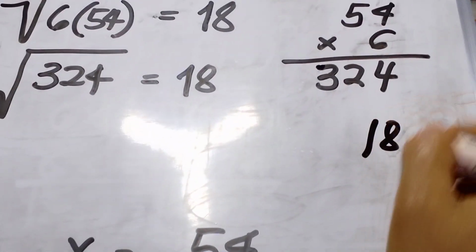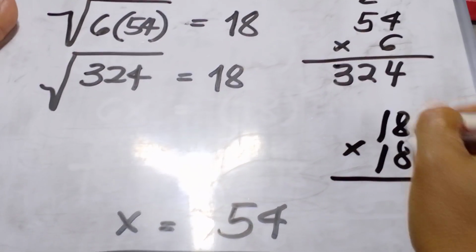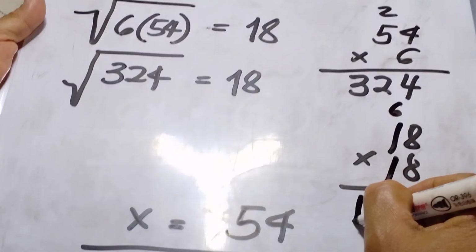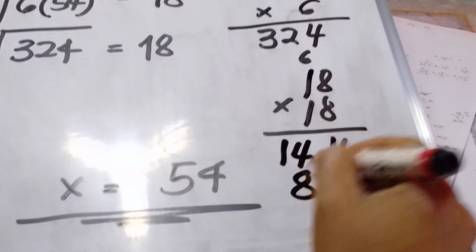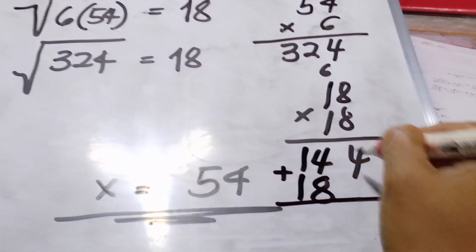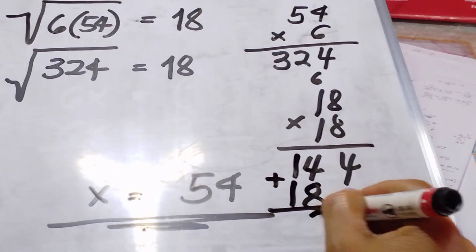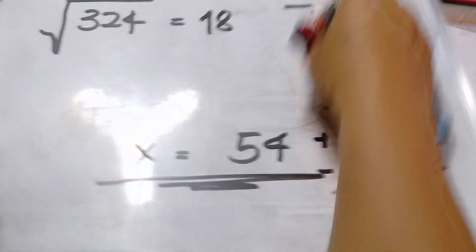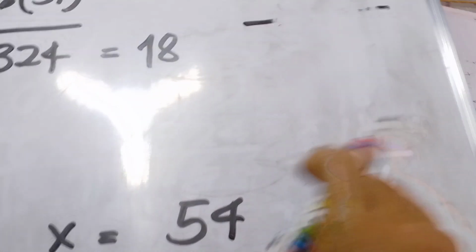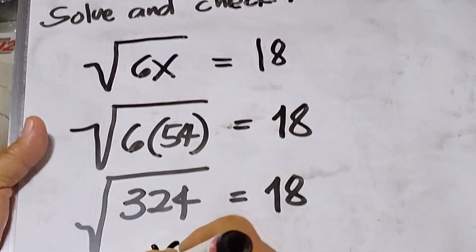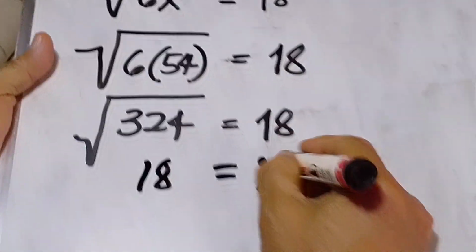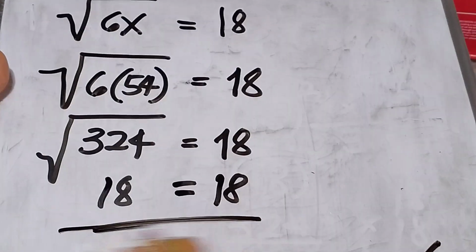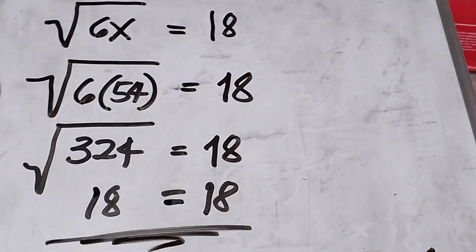As we know, 18 times 18: this will be 64, carry 6. 1 times 8 is 8 plus 6 is 14. Then 1 times 8 is 8. 1 times 1 is 1. Then bring down 4. 4 plus 8 is 12. Carry 1. 324. So square root of 324 is equal to 18. So 18 is equal to 18. Therefore, our value of x is correct since we come up with the same equality.